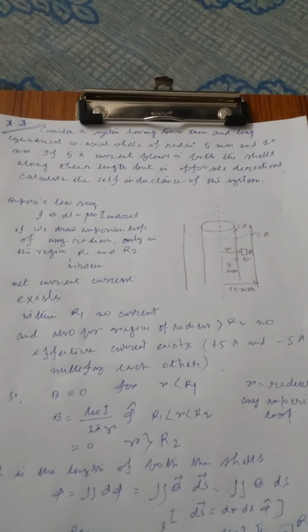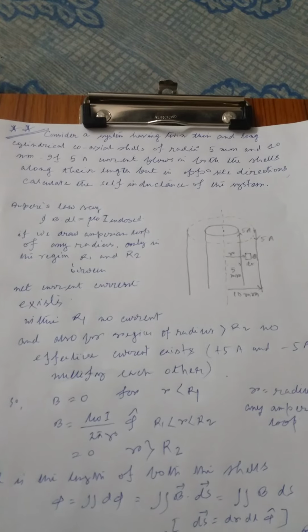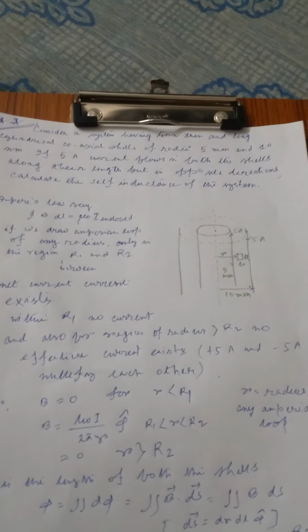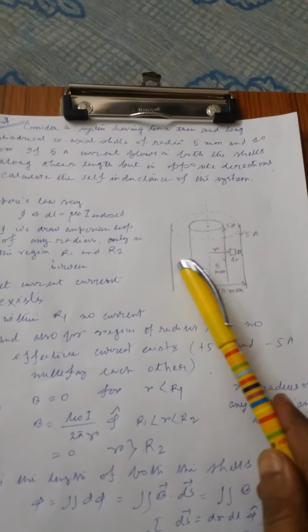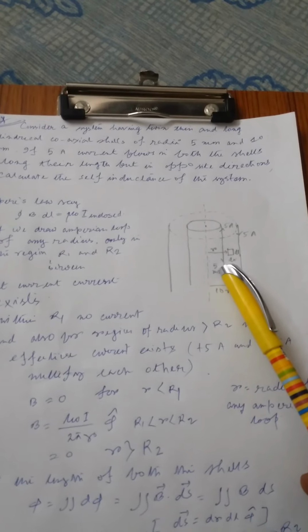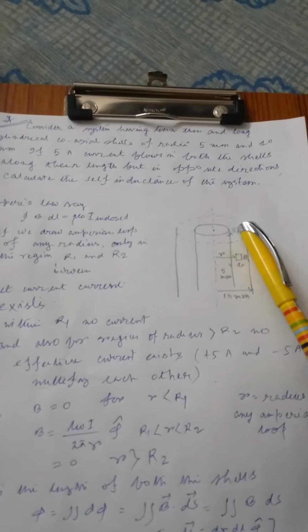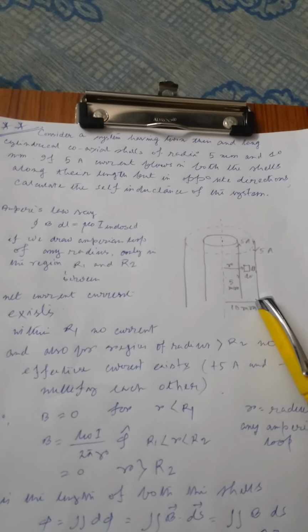Here is a problem of magnetic induction field. The problem says a system having twin thin and long cylindrical coaxial cells of radii 5 mm and 10 mm. This is 5 mm radius cell and this is 10 mm radius cell. The current in the inner cell is 5 ampere through z direction and the outer cell is 5 ampere through the opposite direction. We'll have to calculate the self-inductance of the system.